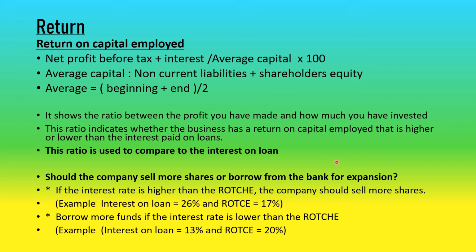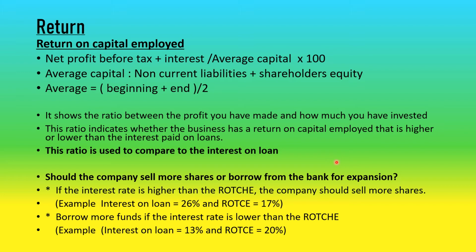This ratio will also indicate whether the business has a return on capital employed that is higher or lower than the interest paid on the loan. So say for example, you have an interest on loan of 26%. That's a cost, 26%. And your return is 17%. So in this case, you should sell more shares because you've got a lot of cost already on your income statement; your interest on loan is extremely high compared to the return you're getting. Therefore, issue more shares so that your return can increase, whereas your interest on loan won't increase.